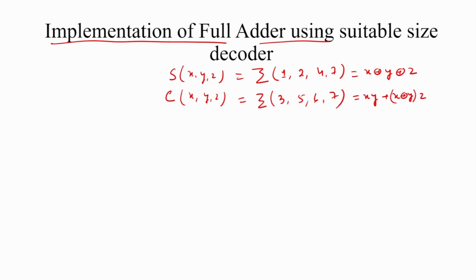This is the carry output, and first we find the minterms corresponding to a Boolean function in which the output value is 1, and we write it in SOP form, means all the minterms. So, simply we write all the minterms in which the output value is 1, and then we use the suitable size. There are 3 Boolean variables to represent a Boolean function. This means we use a 3 to 8 line decoder here.